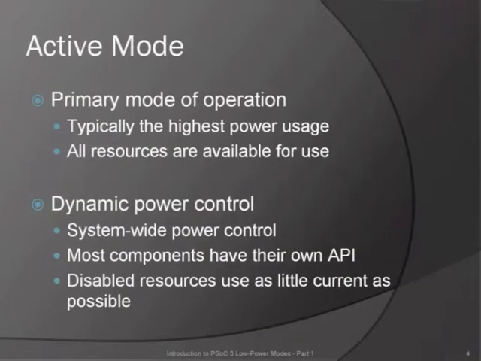Active mode is the primary mode of operation for the PSoC 3. When in active mode, all resources are available for use and can be turned on or off with firmware, which can dynamically control power configurations using the power management APIs provided as part of PSoC Creator. Most Creator components also have their own specific power management APIs. When a resource is disabled, the digital clocks are gated, analog bias currents are disabled, and leakage current paths are reduced as appropriate.